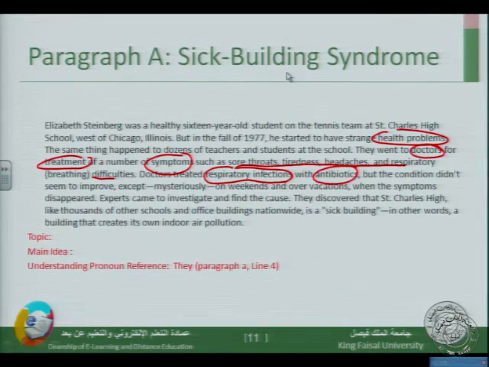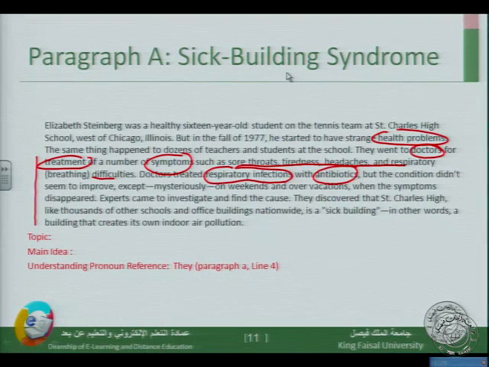The main idea is that Elizabeth Steinberg started to have strange health problems, and the same thing happened to dozens of teachers and students at the school. Okay, so here is the main idea. What is the main idea? That many students in this school had the same problem. And then here we explain in detail what happened.